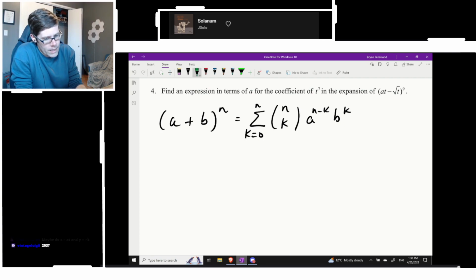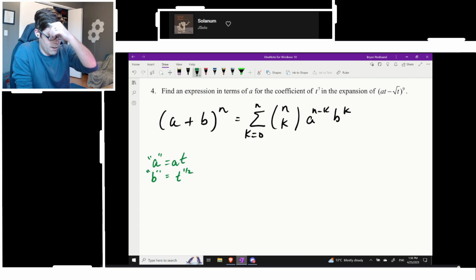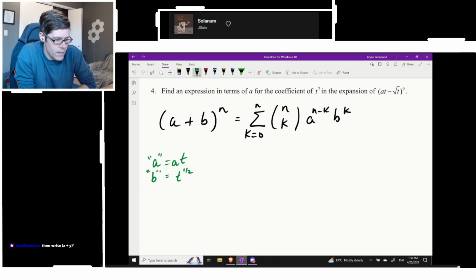So how are we going to get this set up? We need... That's weird. I'm going to say A is equal to AT, and B is equal to t to the 1/2. And we need the coefficient of t to the 7. T to the 7.